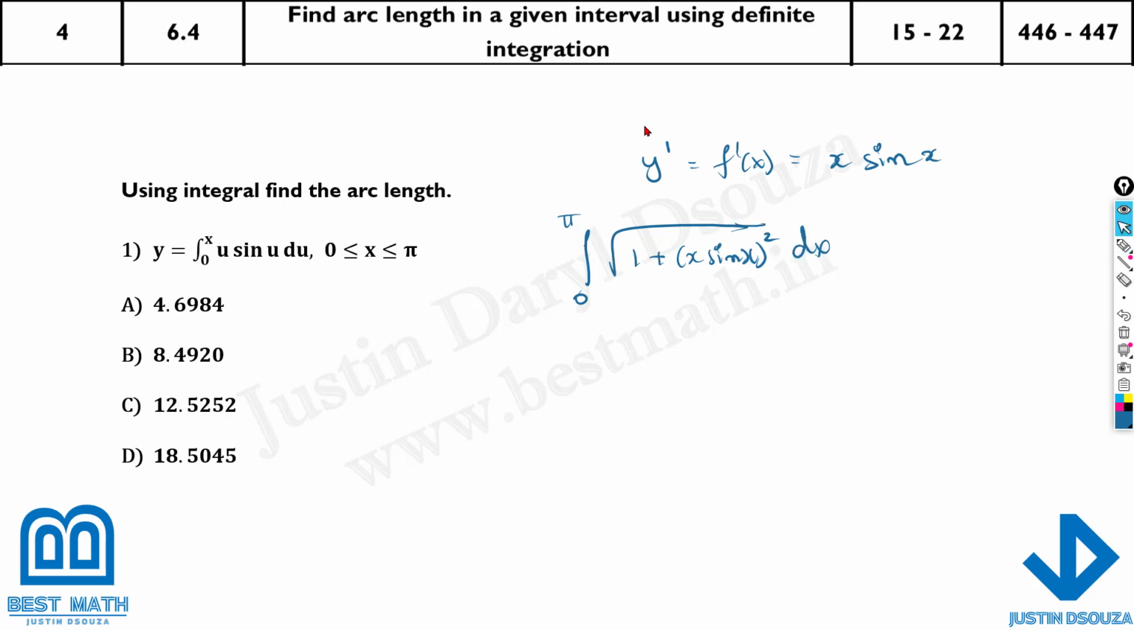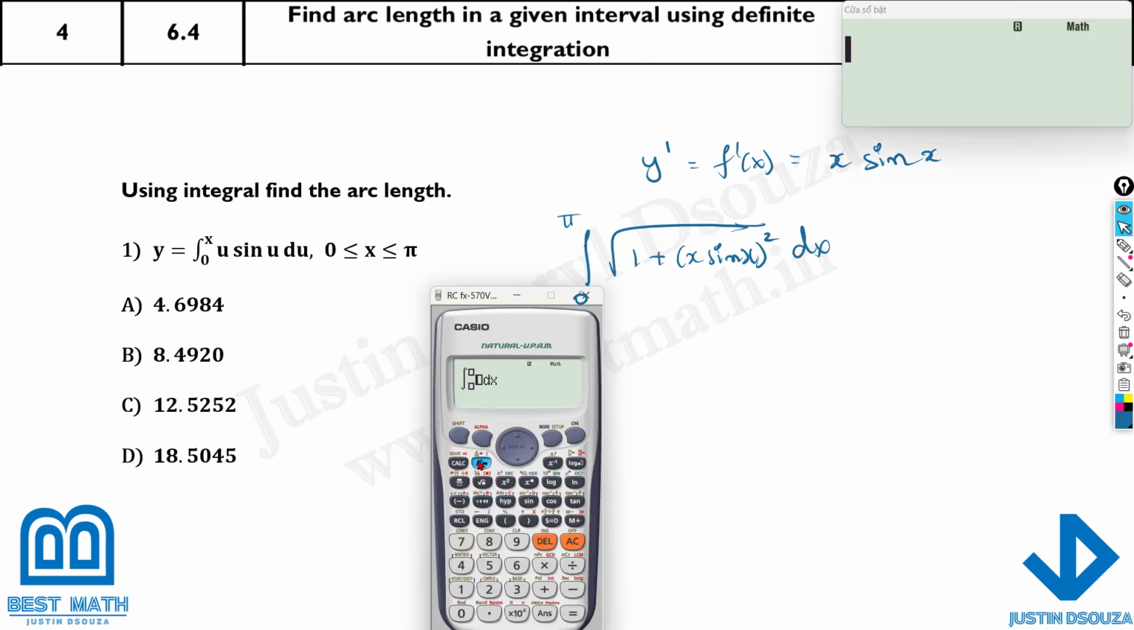So all we use is a calculator. And here let's use the integral, square root of 1 plus, open the bracket, x times sine x, close the bracket, and we need to close one more bracket because this is entirely a single term, x sine x squared, and the limits are from 0 to pi, shift and pi.